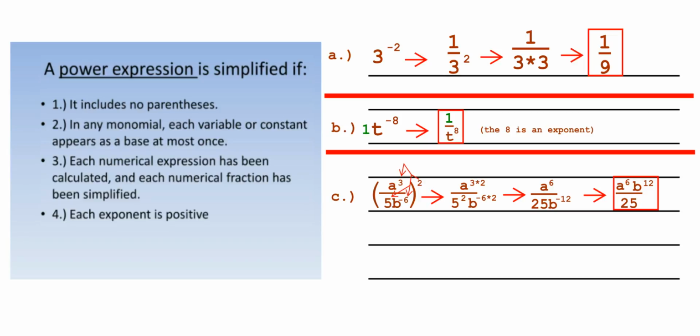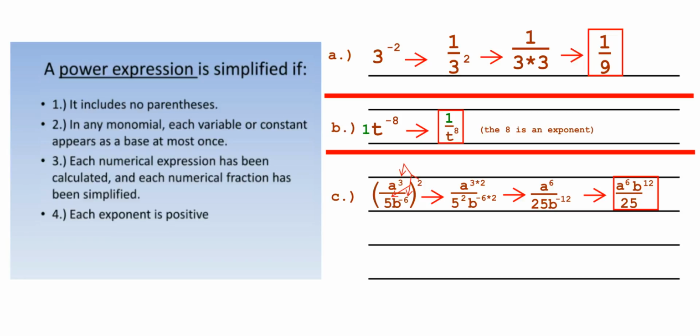So 3, each numerical expression has been calculated. Each numerical fraction has been simplified. 1/9, well, we can't simplify any further unless we get a decimal. And that's as simplified as it gets for exact values. 1 over 2 to the 8, can't simplify any further. There's no numbers, right, other than the 1. A to the 6, b to the 12 over 25, we can call it 1/25, since we can put a 1 in front of that a, right? But we wouldn't be able to simplify.